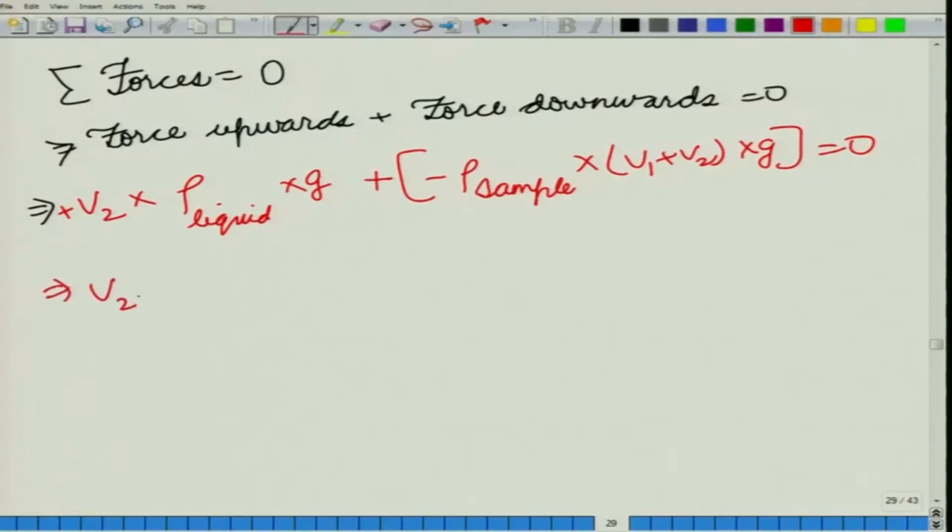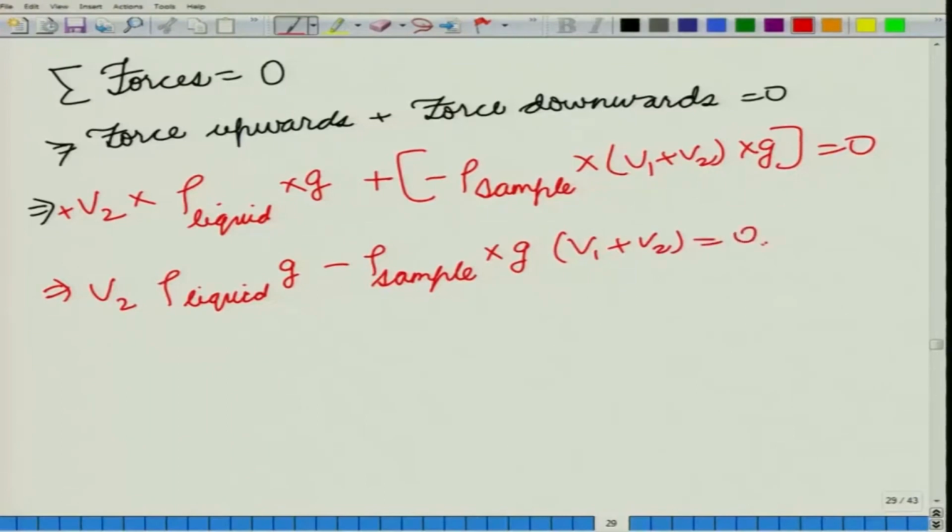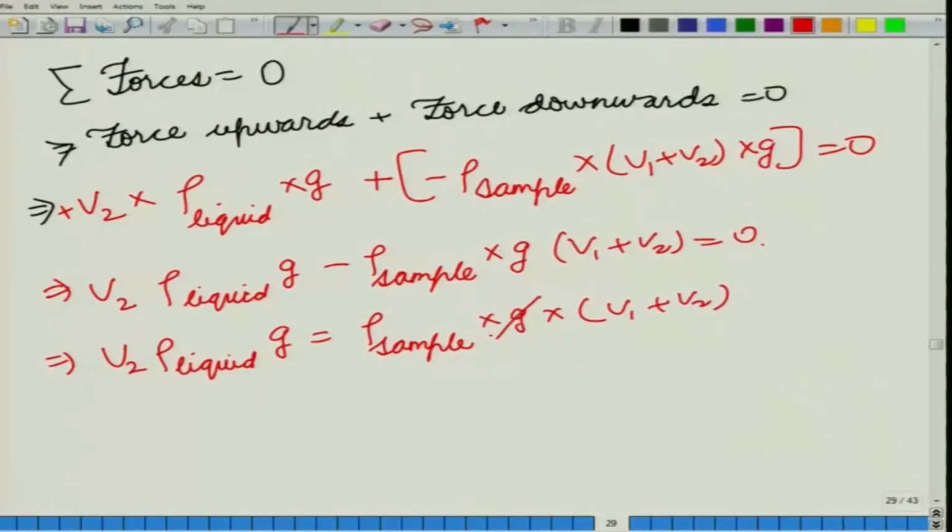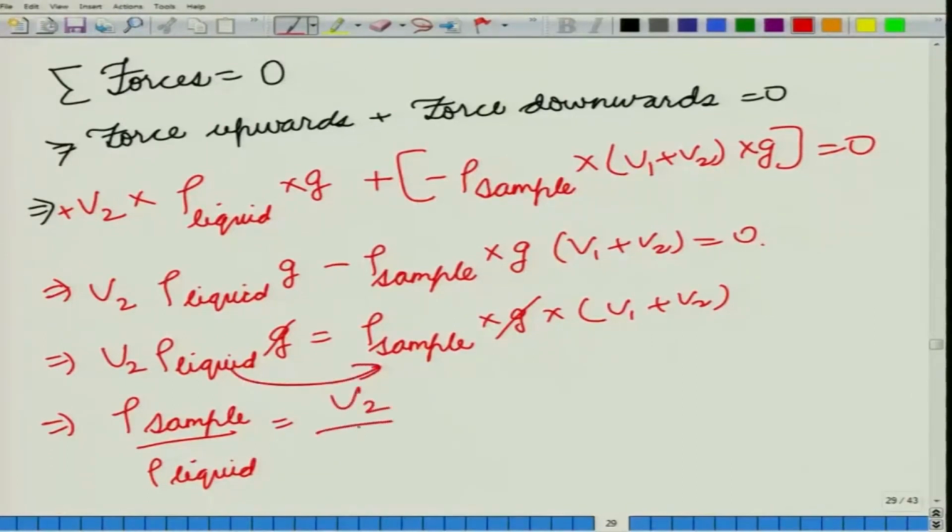So, what does that give us? This implies V2 into rho of liquid into G minus rho of sample, or the density of sample, into G times V1 plus V2 is equal to 0, which will give us V2 into rho of liquid into G is equal to rho of sample into G into V1 plus V2. Now, G and G get cancelled. So, we have rho of sample upon rho of liquid is equal to V2 upon V1 plus V2.